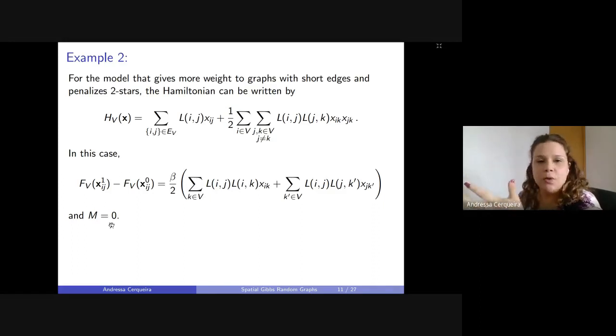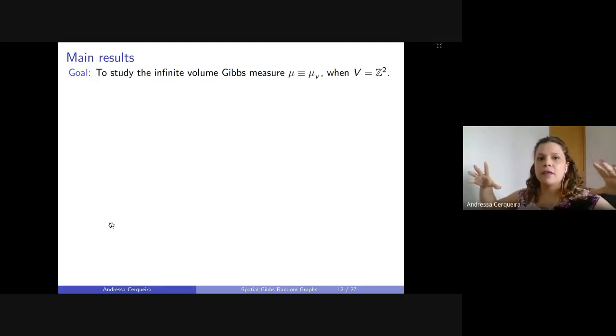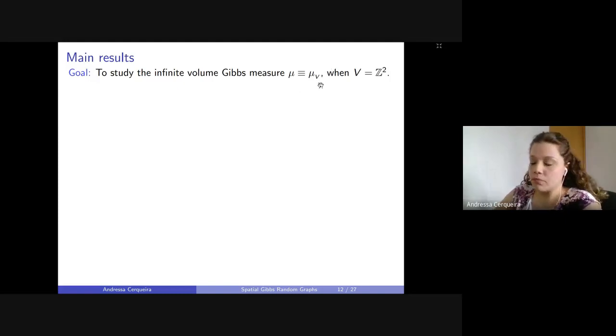This is the kind of function that I would like to study in the model, but I didn't say yet what we want to study in this kind of model. I defined the special Gibbs random graphs for a finite set of vertices, right? So V is a finite subset of Z^2. But actually, our question is, what happens when I'm looking at an infinite number of vertices? So you can think that we now have an infinite graph. I would like to study this infinite volume Gibbs measure, which I will call μ through this presentation.